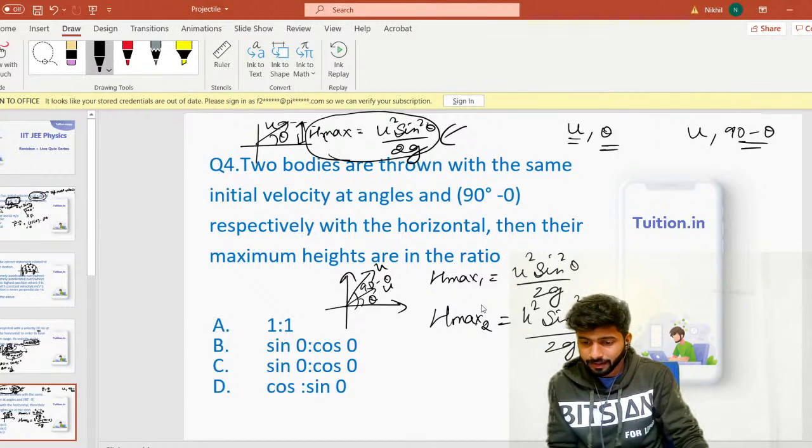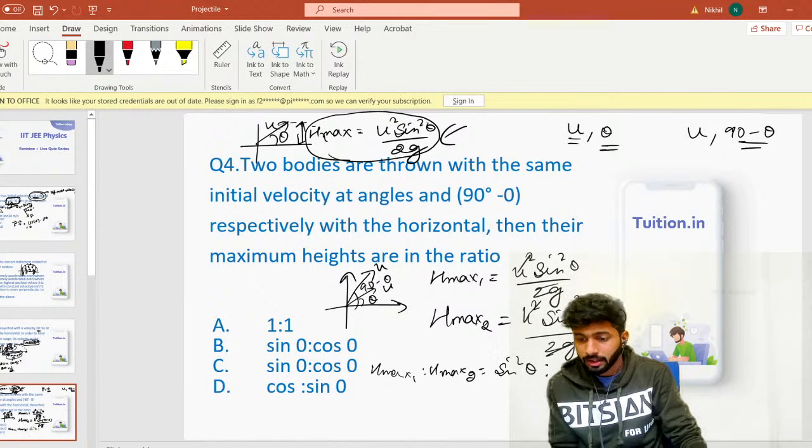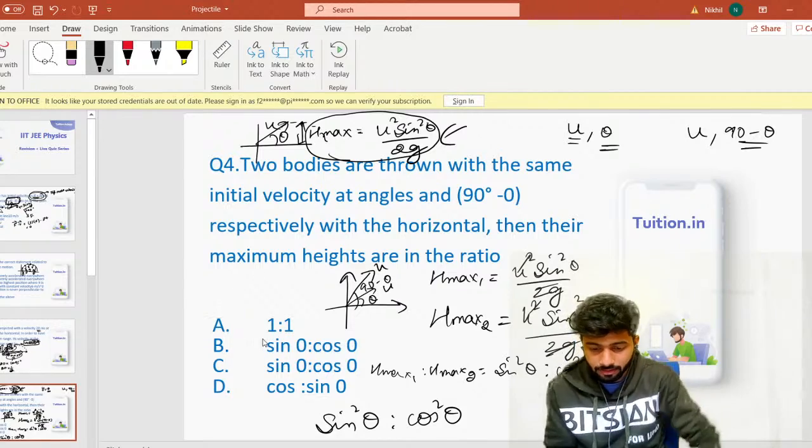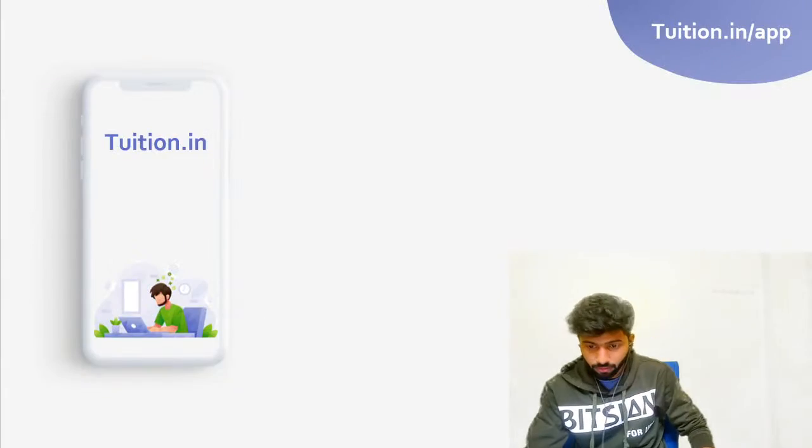So if I take the ratio h max 1 is to h max 2, u square will get cancelled, 2g will get cancelled, and I'll have sine square theta is to sine square 90 minus theta, which is cos square theta. So the actual answer is sine square theta is to cos square theta, right? With this quickly done, I will go to the next question.